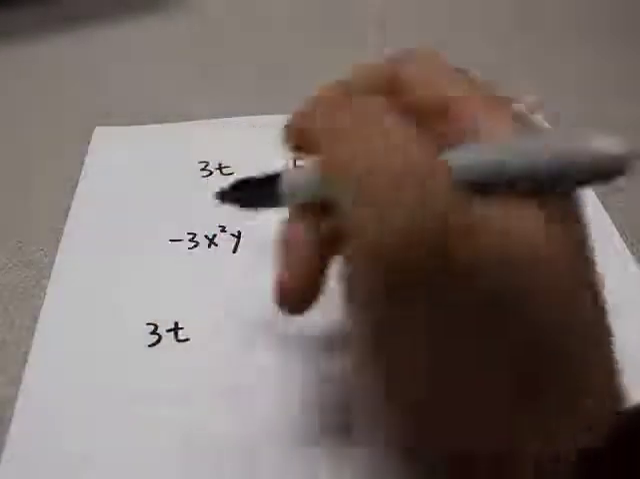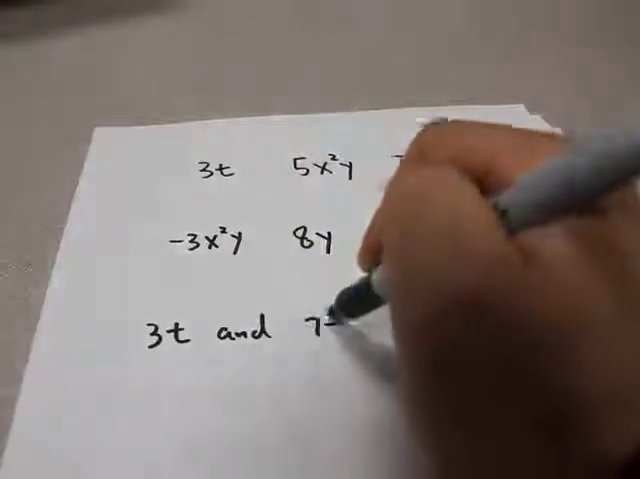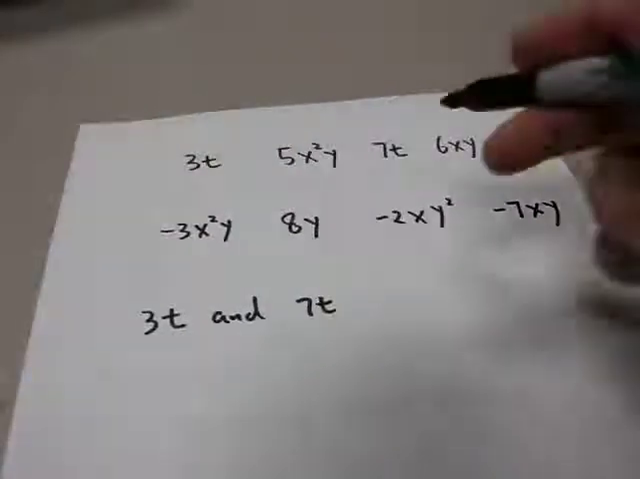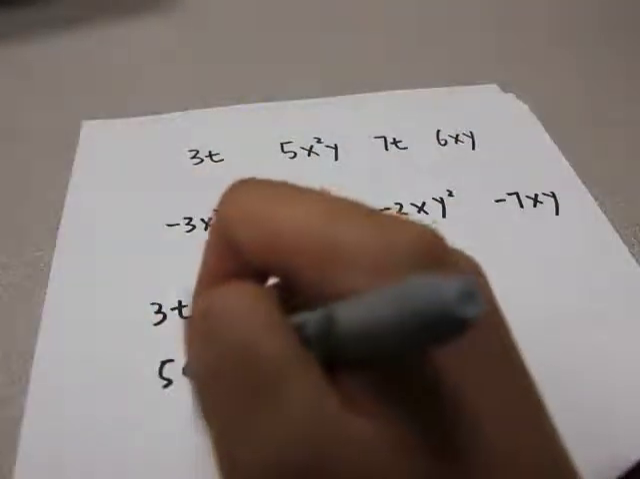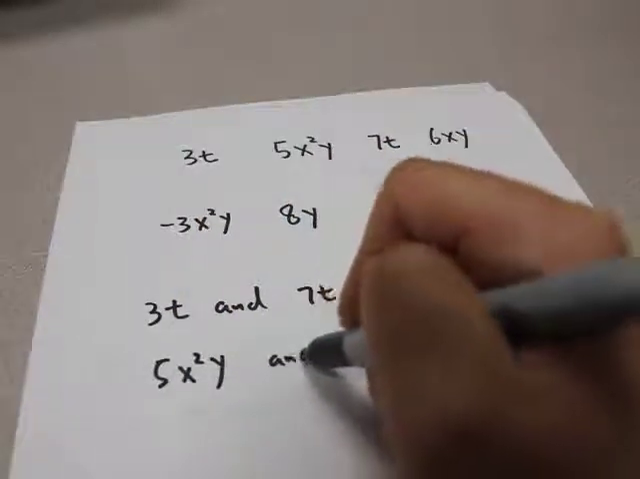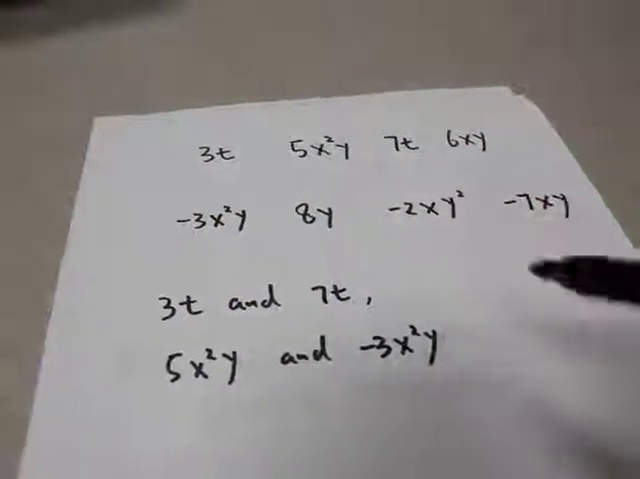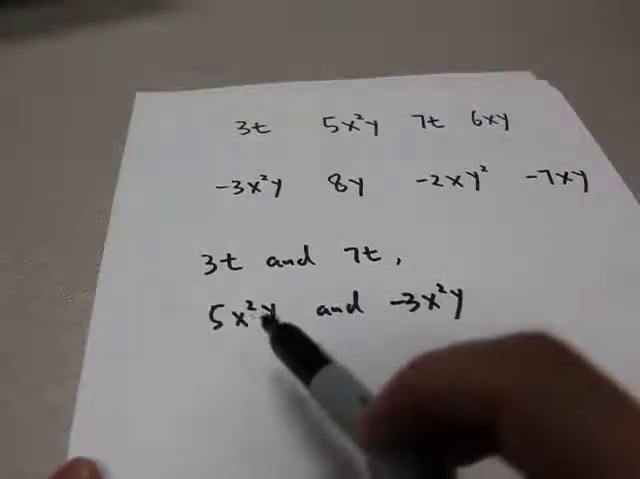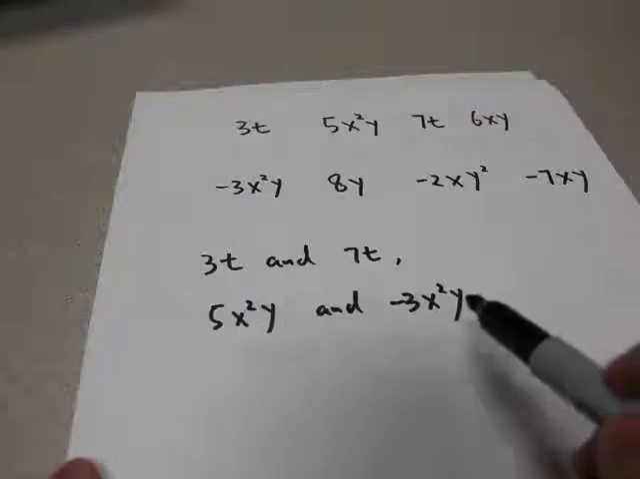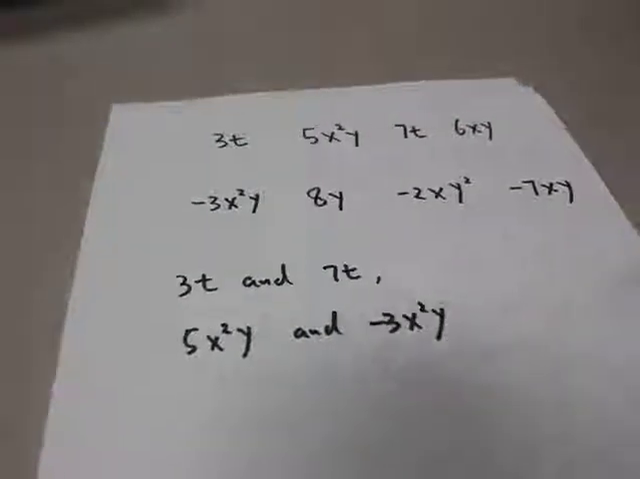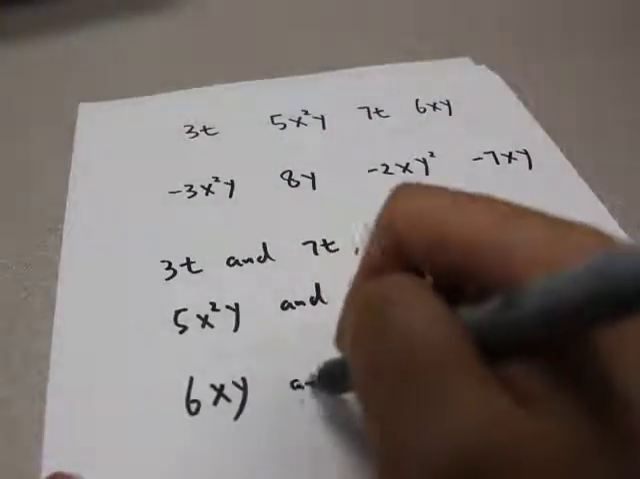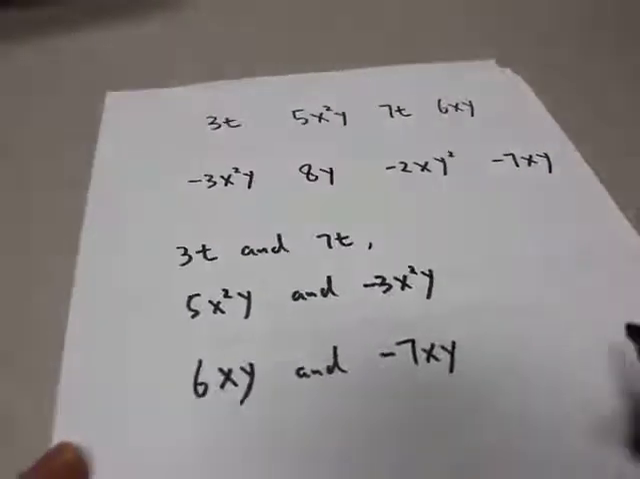Right. So 3t and 7t, they are like terms because they both have the same variable t. And 5x squared y and negative 3x squared y, they are like terms because they have the same variables x and y, and each variable is raised to the same power. So x is raised to the power of 2 and y is raised to the power of 1. And 6xy, the like term is negative 7xy.